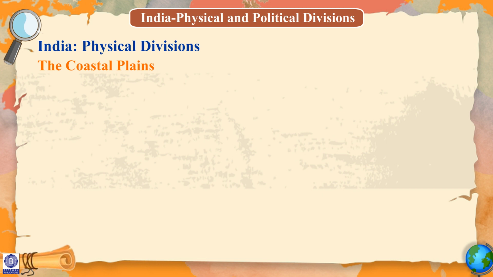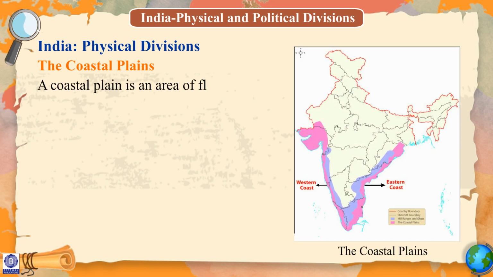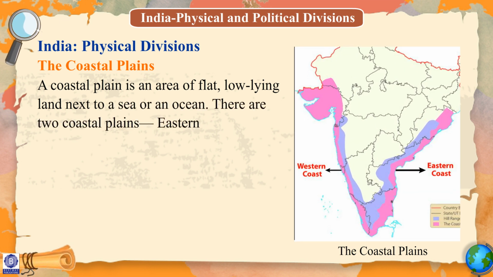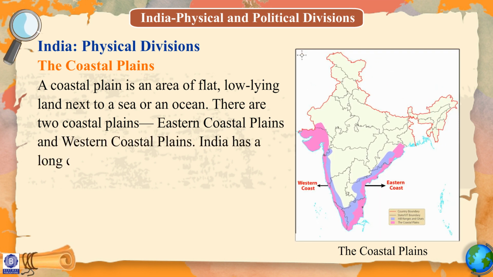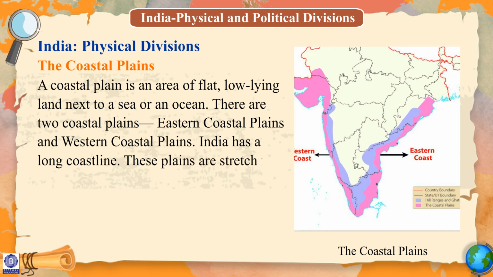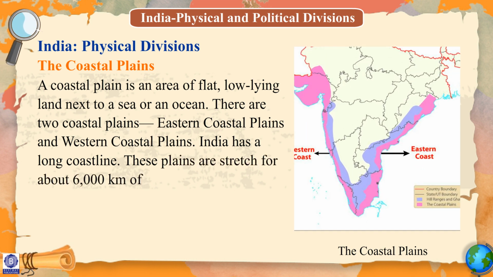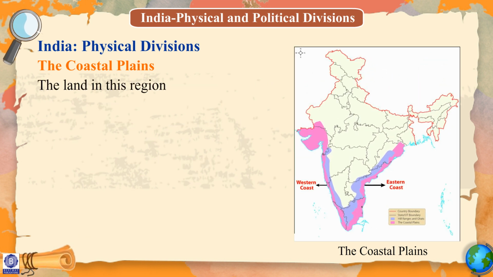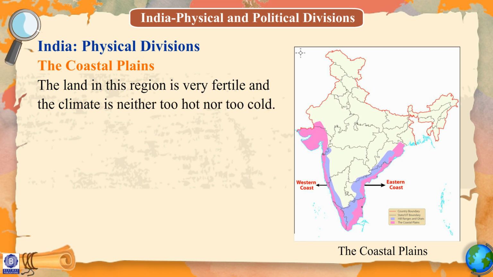The Coastal Plains. A coastal plain is an area of flat, low-lying land next to a sea or an ocean. There are 2 coastal plains, the Eastern Coastal Plains and the Western Coastal Plains. India has a long coastline. These plains stretch for about 6,000 km of the mainland. They are separated from each other by the Deccan Plateau, but they meet each other at Kanyakumari. The land in this region is very fertile and the climate is neither too hot nor too cold.